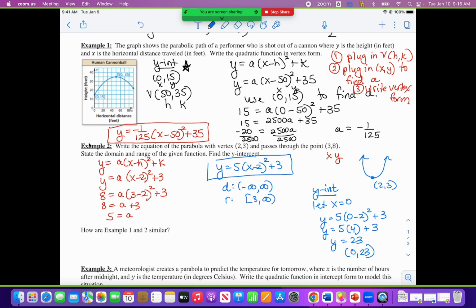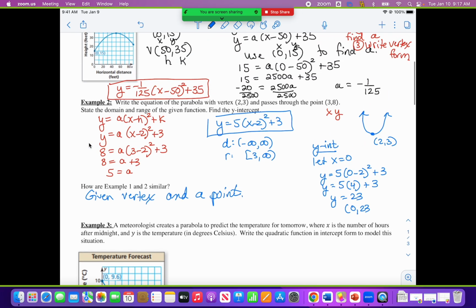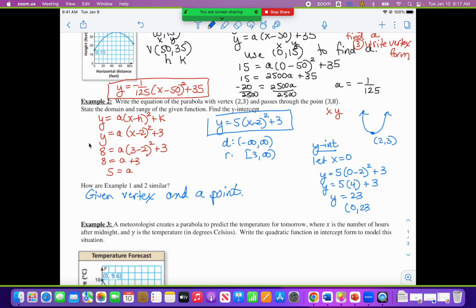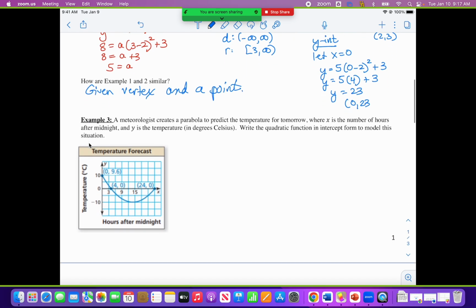All right, so how are example 1 and 2 similar? Vertex, you're given a vertex and a point, right? Okay, example 1, just one was on a graph and one was just stating it. So you're given the vertex and a point. Just one was given on a graph and one was just given in words. All right, let's look at example 3.